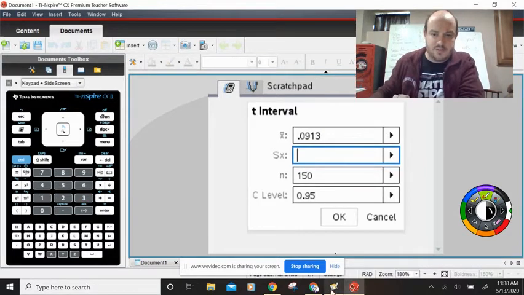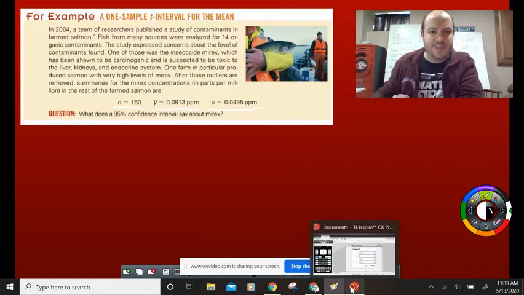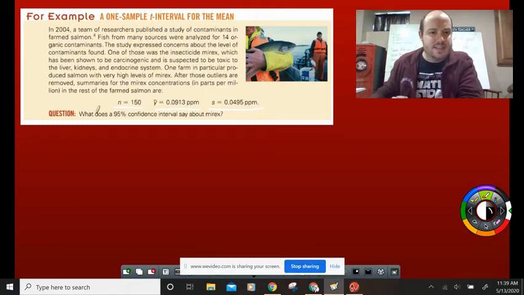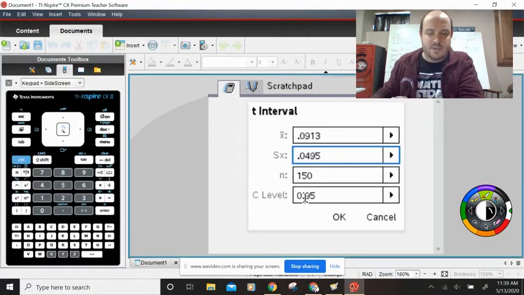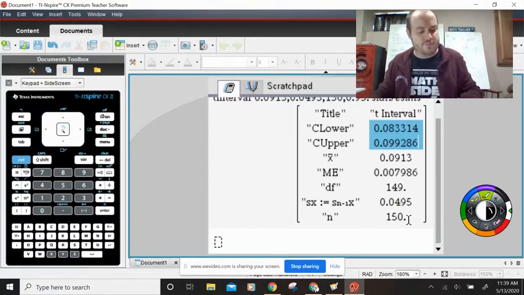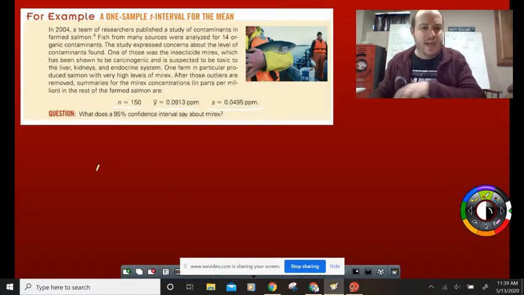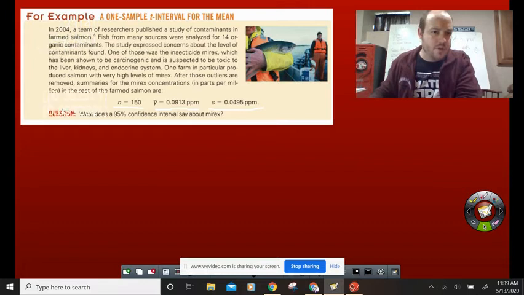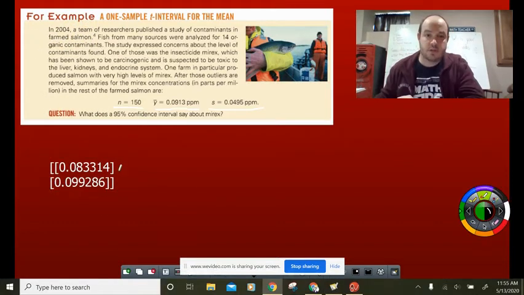What was that standard deviation over there? We were looking at 0.0495. And it does say we want a 95% confidence, so we're able to leave that there. I hit OK, and boom, just like that, we have our confidence interval. It's beautiful, it's perfect, and I can also copy and paste it. So I'm going to bring this down so we can look at it.